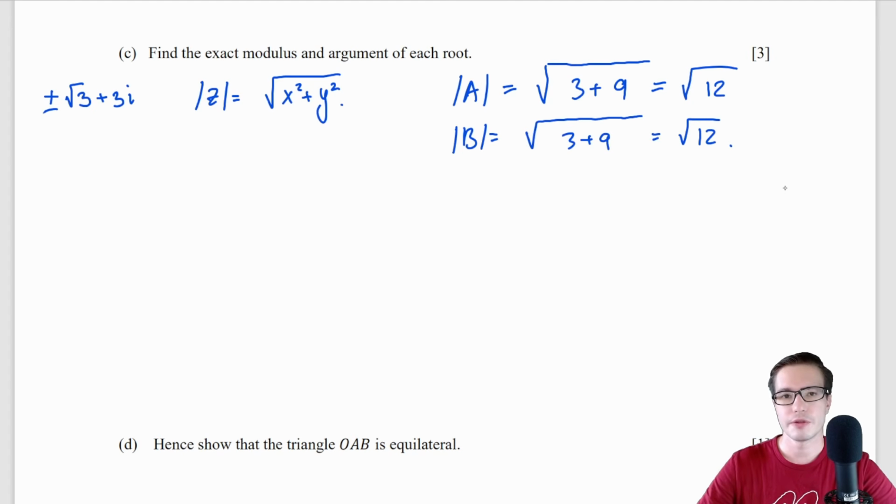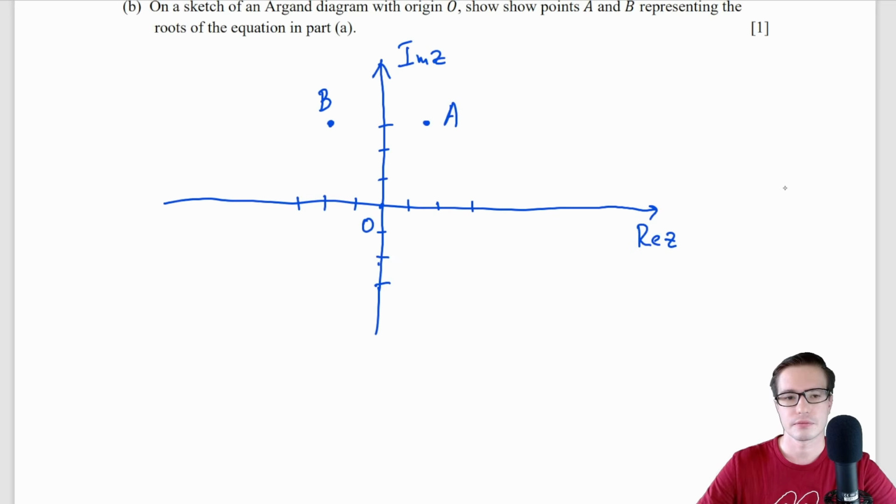Now let's find the argument. And for that, let's consider this little triangle. That's the angle we're looking for. 3 and square root of 3. Remember SOHCAHTOA. We can use tangent. And because we're looking for the angle, we have to use the inverse tangent. So opposite over adjacent. And that is pi over 3.